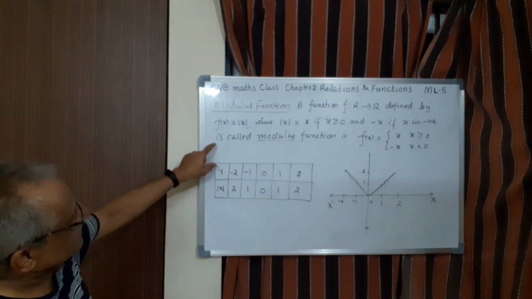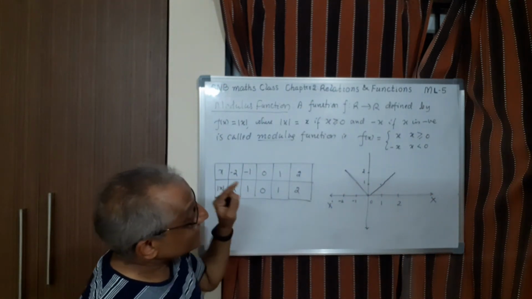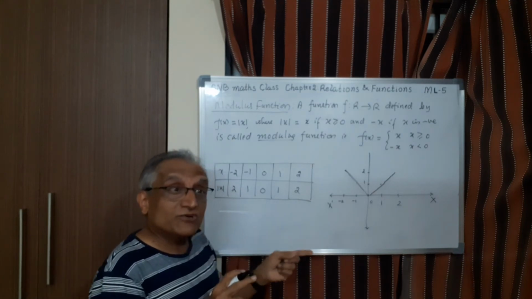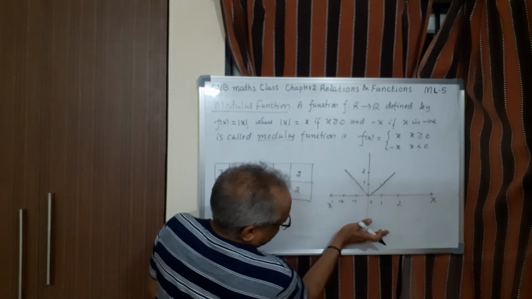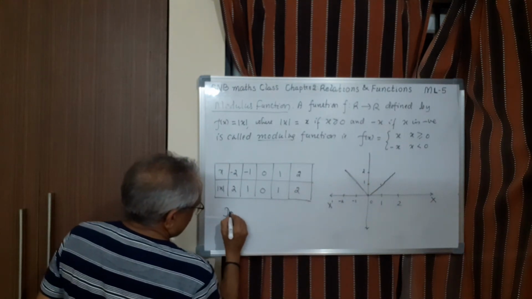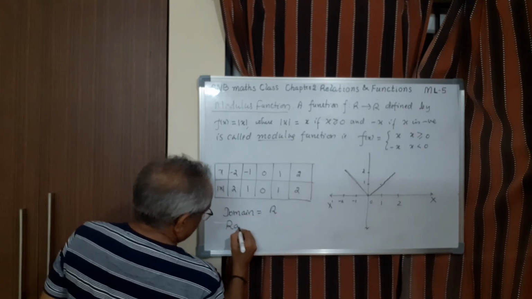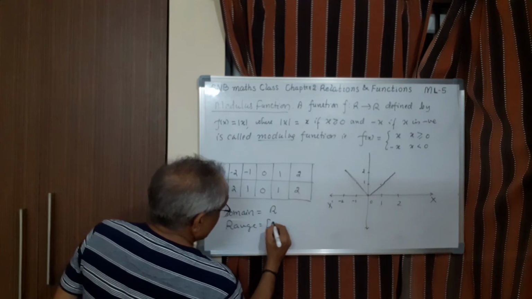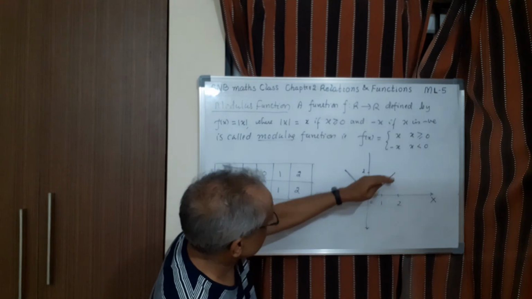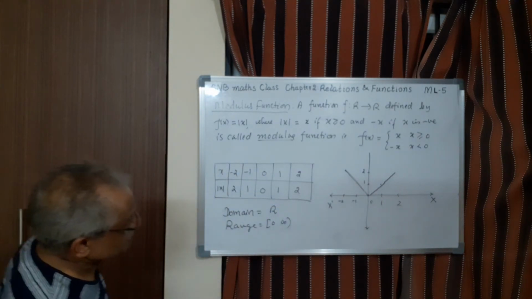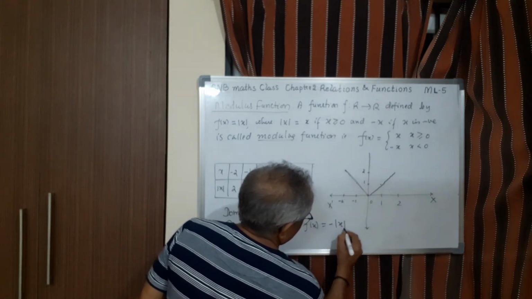So what is the domain of this function? Definitely it can take any value this side and any value this side. What is the range? Just like y equal to x square, the parabola, here also it cannot take values below. So the domain of this function is R only, but the range here is 0 to infinity. It can take 0 also, but not beyond this. Now there is another interesting thing. Suppose you take f of x equal to minus mod x, what will you get?